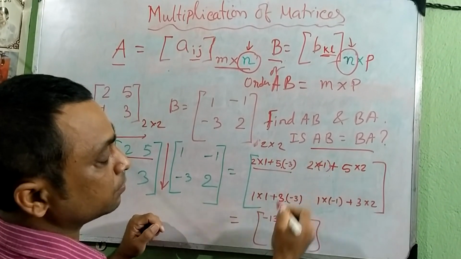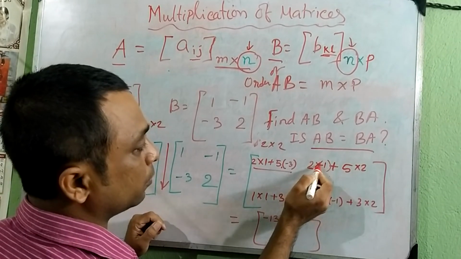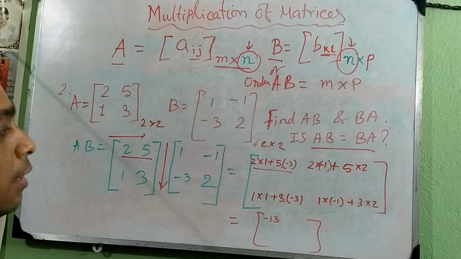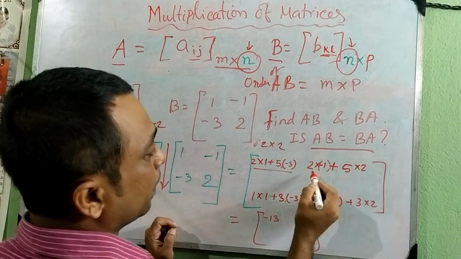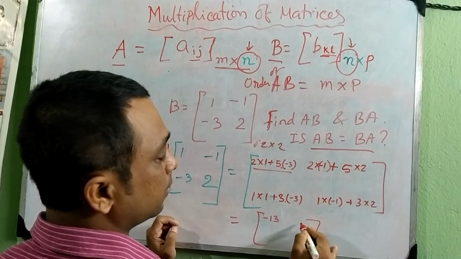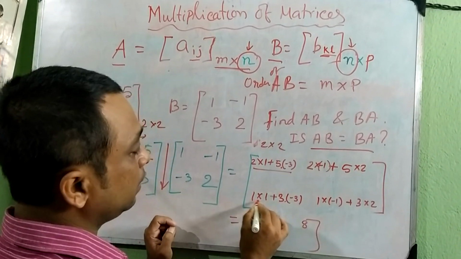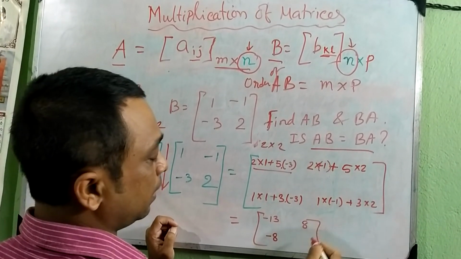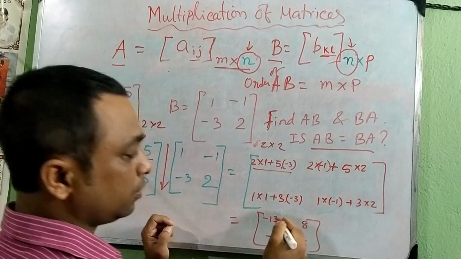Don't forget to put the bracket in between, because if two signs are together consecutively, you are supposed to keep them separately. Now minus 2 plus 10, 8. 1 minus 9 will be minus 8, and minus 1 plus 6 will be 5. So this will be the product.